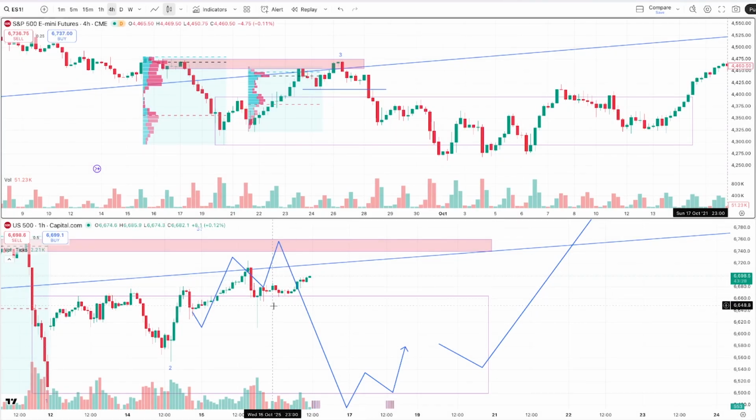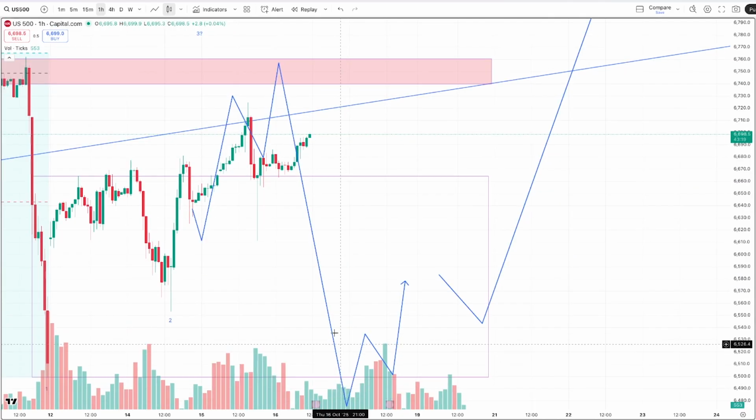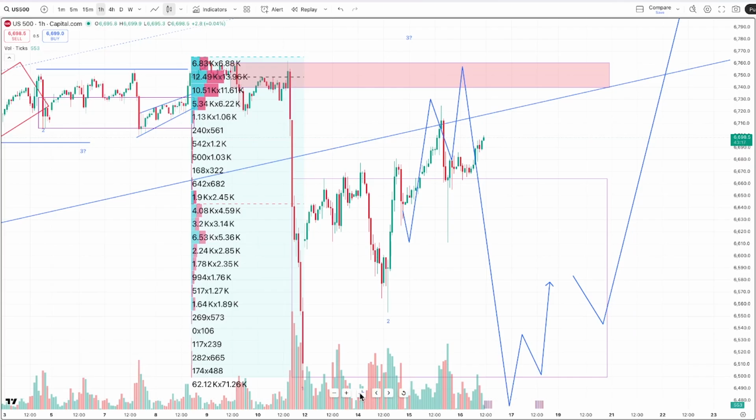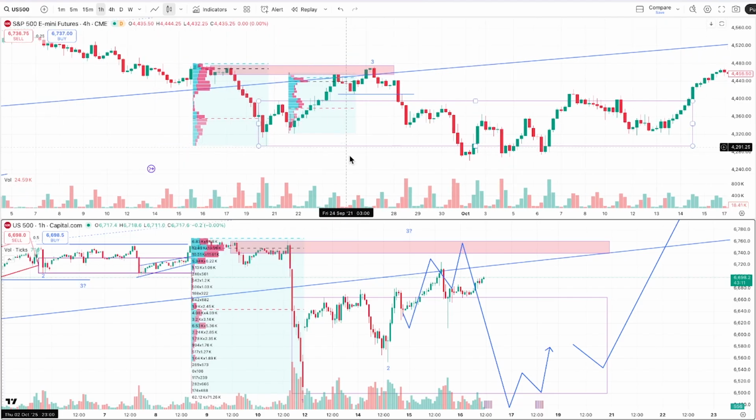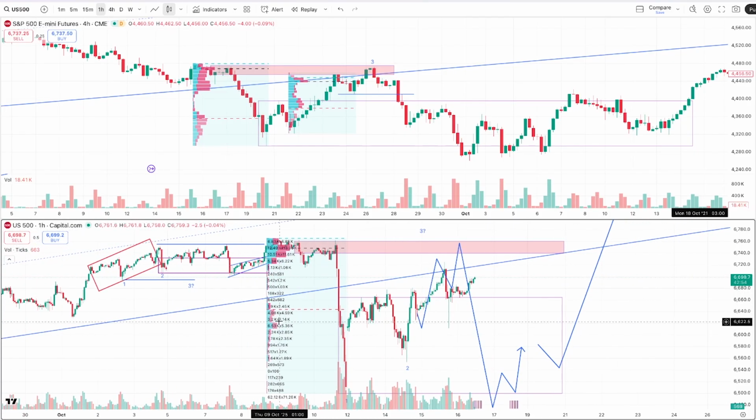Just want to share a bit of my analysis on SPX500. I've posted this analysis on the group chat the day before yesterday. I think it was the projection for this week. I sent it on the group chat last weekend actually. So I predicted this move from this zone down to this zone.